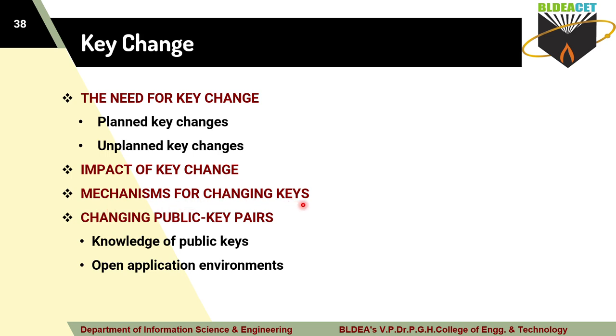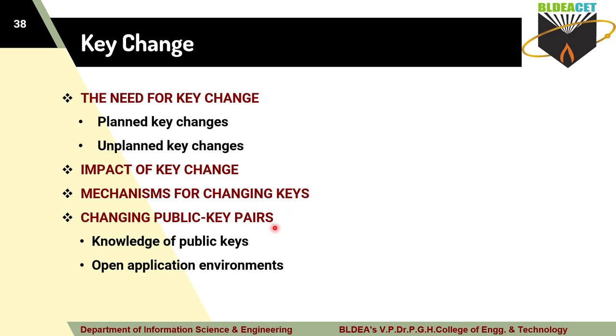Mechanisms for changing the keys. As I told earlier, if you want to go for key changing, then you have to state the specification, that is, for which purpose you want a key change, whether it is a planned or unplanned key change. Next, based on that, you have to decide whether you want to generate a new key. If it is a planned key change, then the procedure you used for generating the keys, you can continue here. If it is unplanned, as the key is compromised or the mechanism is known by the attacker, then you have to change the old procedure you used for generating the key, for distributing that key, and for storing those keys. That is what we call the mechanism for changing keys here.